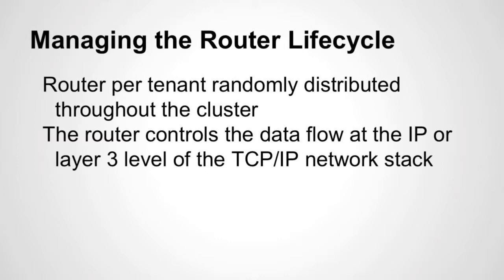Part of this is managing the router lifecycles. Routers can be spun up for each of the tenants, so there's no one centralized tenant. All the agents that are on the network nodes are removed, and now you have these service VMs in your compute cluster that are providing the service, and it's distributed throughout the cluster. So any one particular service instance does not affect the other service instances that are required in your environment. The router controls the data flow at the IP and layer 3 layer of the TCP/IP stack.